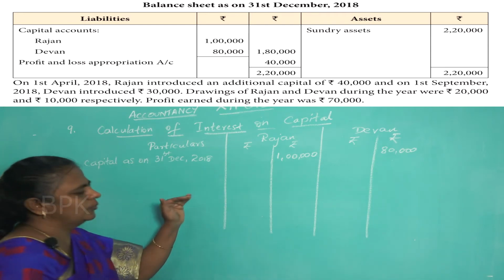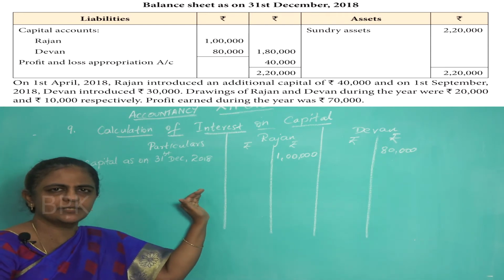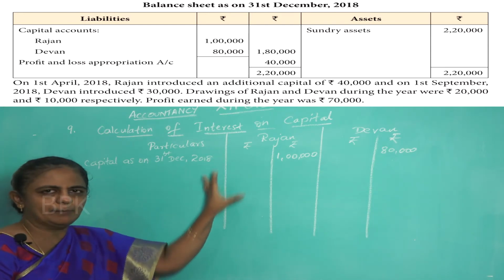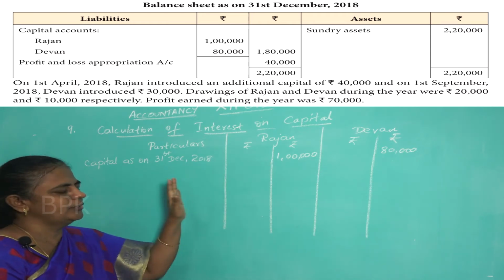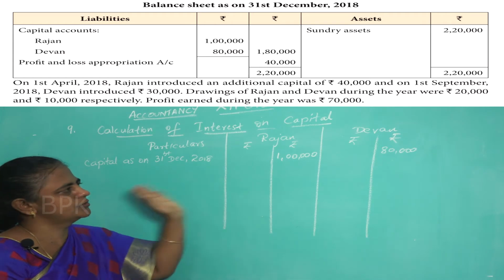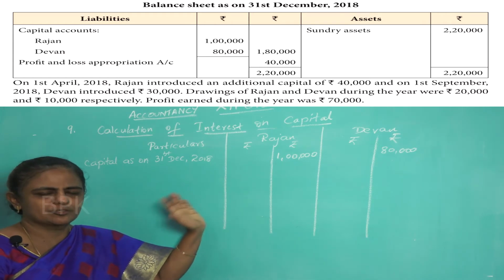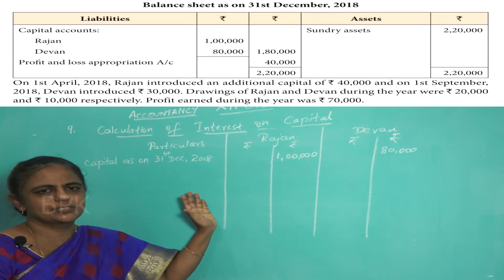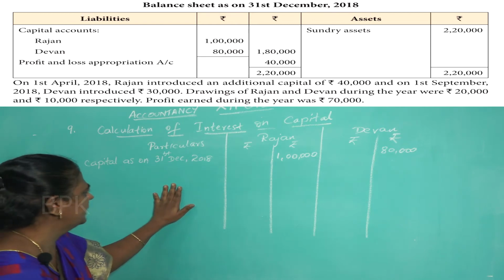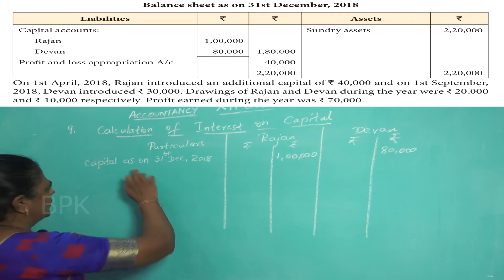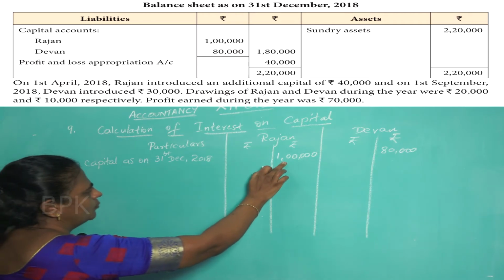This is just workings only. So you use only one page, enough. You put the columns and use only one page. No need to use, this is not a ledger or a journal. This is just a calculation. So use only one page, one side of the page. Okay. So now closing capital is, we have taken 1,80,000.